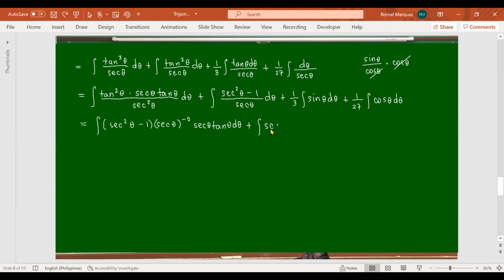Parang nag-reunion na lahat dito. Reunion of mga integrals for integral form.